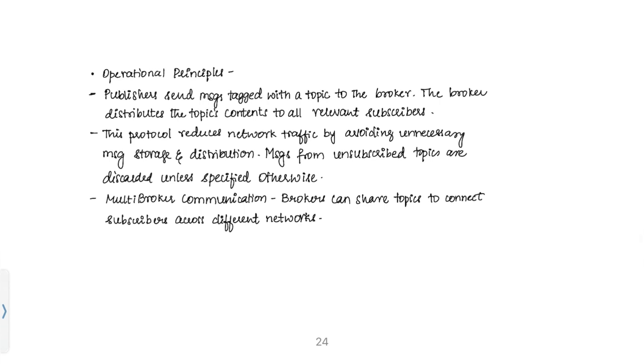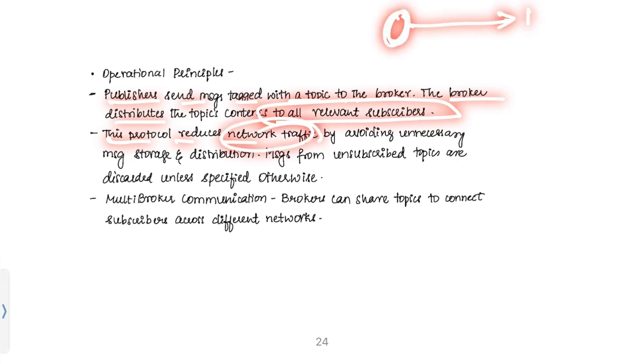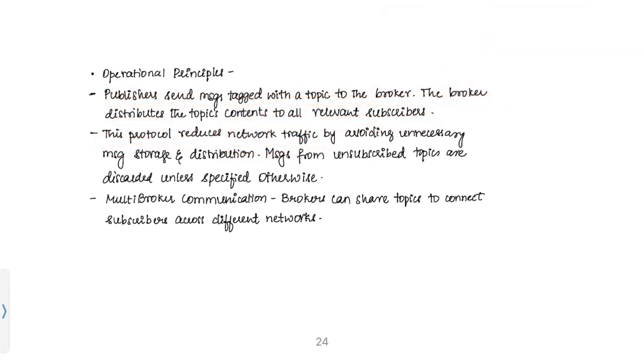Then speaking about the operational principle, it is built upon the hierarchical topics. That's what we have discussed, and then it makes use of TCP connection here, TCP for communication. So publishers will send messages that are tagged with a topic to the broker. Broker will distribute the topic contents to all relevant subscribers. So this protocol reduces the network traffic by sending the messages to only those devices which have subscribed. So if I have not subscribed to a particular topic, I won't get those messages. So multi-broker communication means brokers can share topics to connect subscribers across multiple networks. So all these speak about the different features of MQTT.